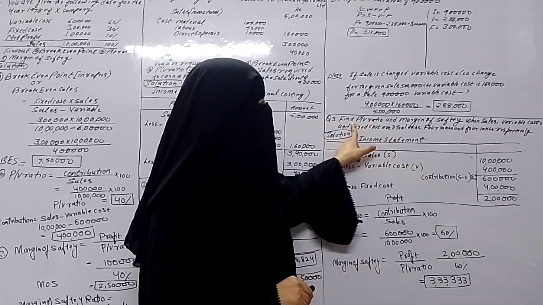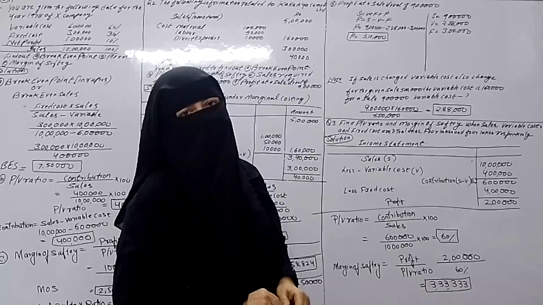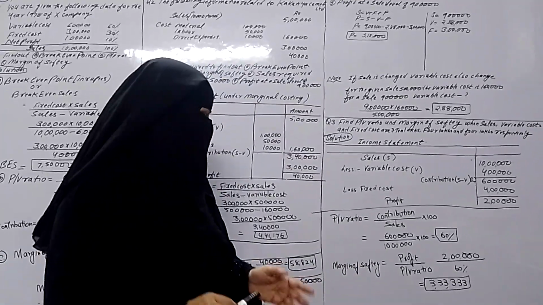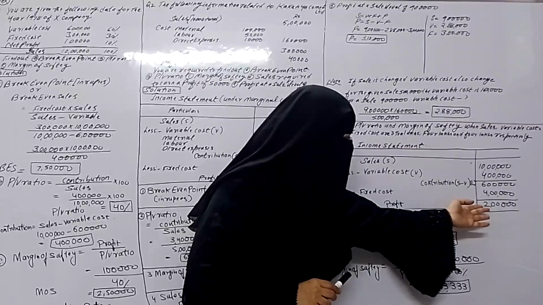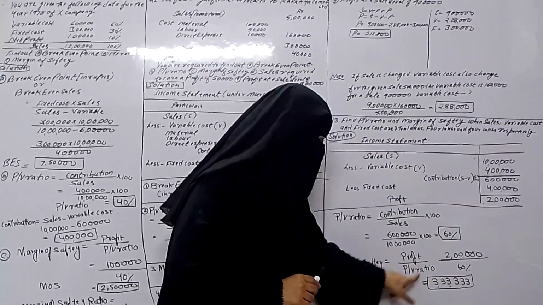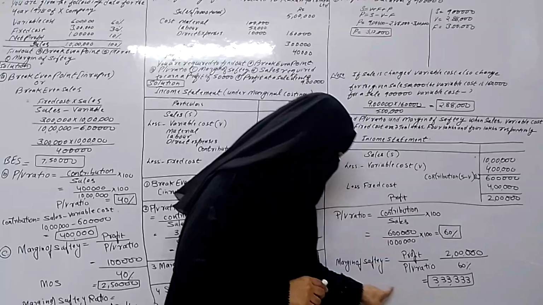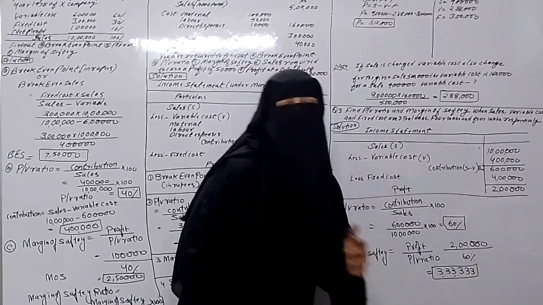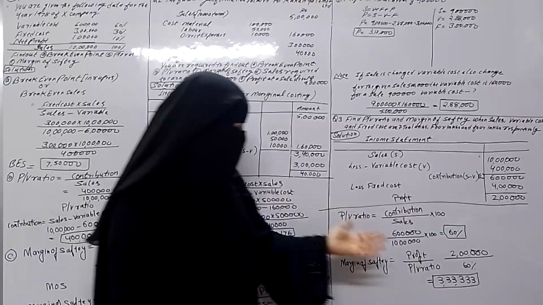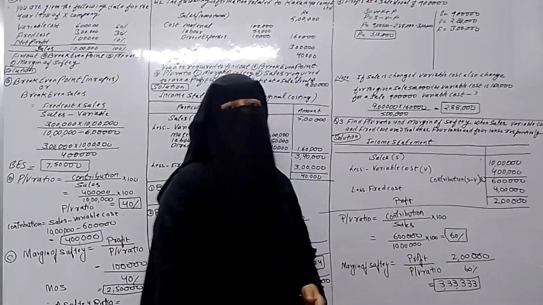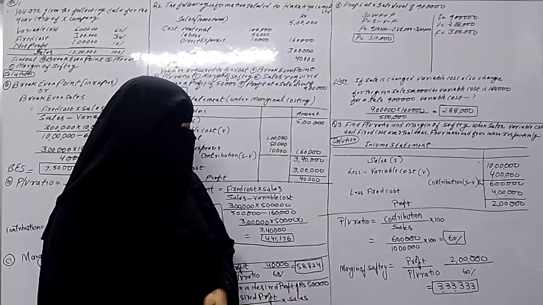Next, he is asking you to calculate the margin of safety. For margin of safety, the formula is profit by PV ratio. Profit is 2 lakh and PV ratio we just found is 60%. So 2 lakh by 60%, the answer is 3,33,333.33 something. So 3,33,333 is the margin of safety.